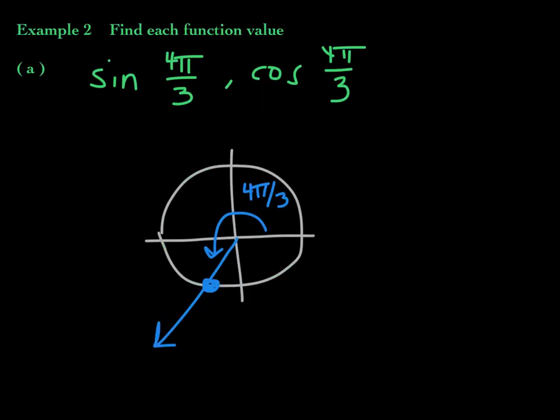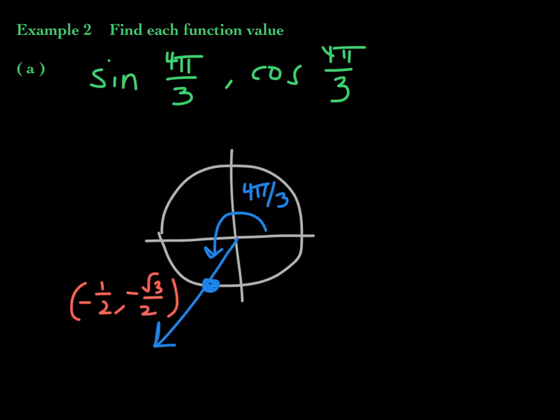All right, find each function value: sine of 4 pi over 3 and cosine of 4 pi over 3. I am reminding you of the unit circle and where 4 pi over 3 is. If you want to look at your unit circle, you can, but you're going to see that 4 pi over 3 is about right here. And if you look at your unit circle, you'll find that the coordinates here are negative 1/2 and negative root 3 over 2. Go ahead and look at your unit circle and confirm that these are the coordinates for this point here that lies on the unit circle.